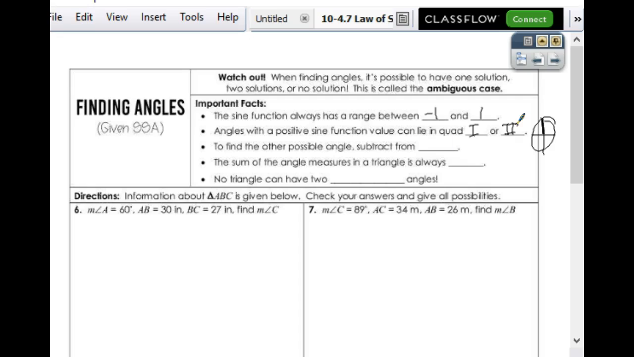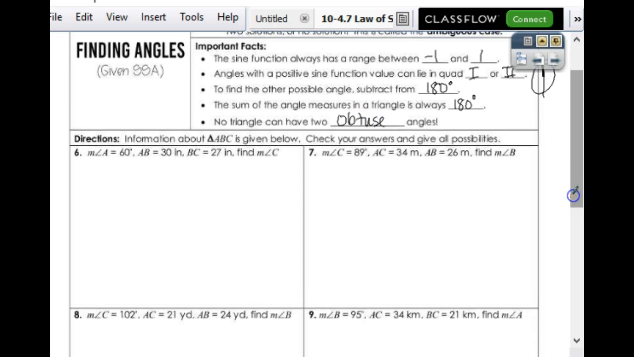To find the other possible angles, we're going to subtract from 180 degrees. That's when we find our reference angle, right? The sum of the angles measure in a triangle. What did we say they all add up to? 180. And no triangle can have two obtuse angles. If I added 95 and 95, it's greater than 180, right? So you can't do that. All right, so let's look at this one.